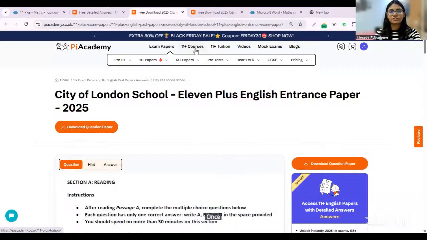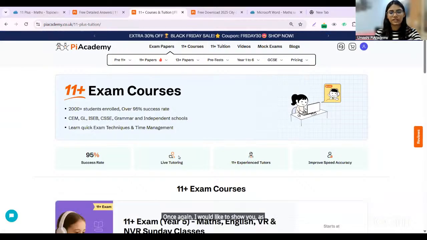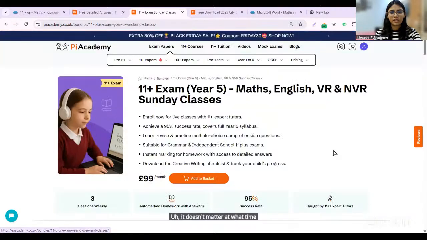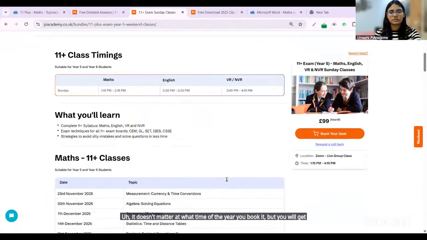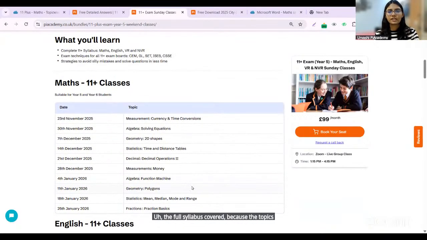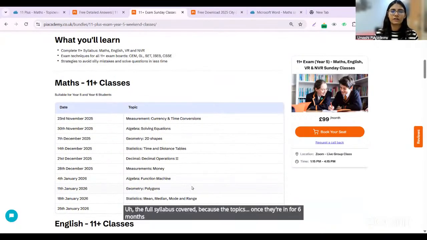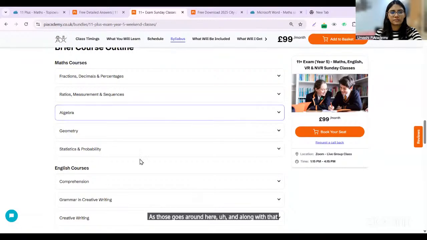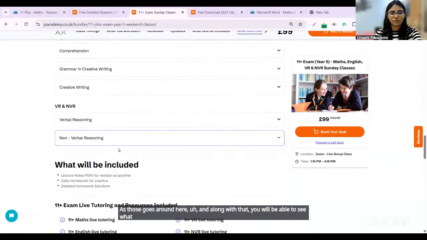Once again, I would like to show you, as these are all year-round classes. It doesn't matter at what time of the year you book it, you will get the full syllabus covered, because once you are in for 6 months, you would be able to cover all the topics as those go around the year. And along with that, you will be able to see what are the topics that we are going to cover.